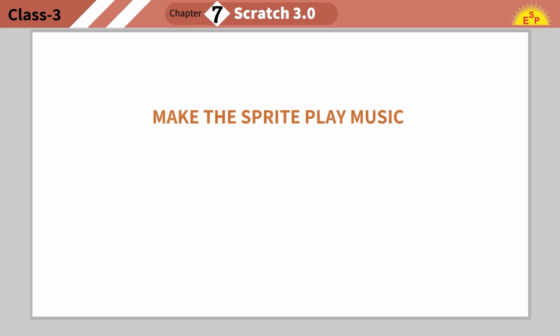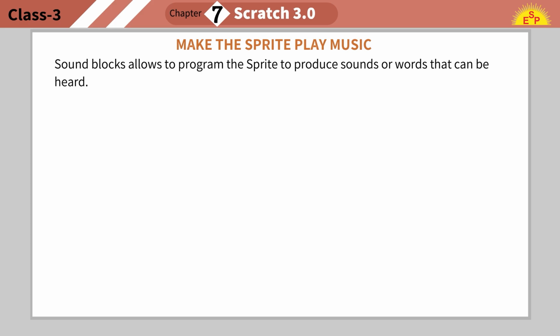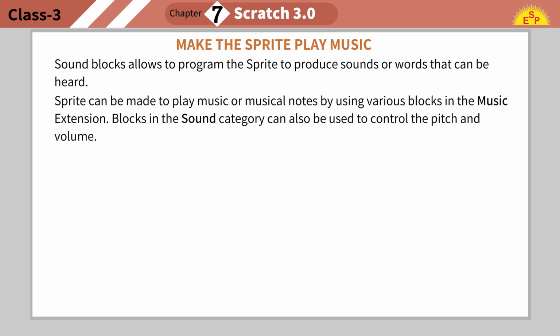Make the sprite play music. Sound blocks allow us to program the sprite to produce sounds or words that can be heard. Sprite can be made to play music or musical notes by using various blocks in the Music extension. Blocks in the Sound category can also be used to control the pitch and volume. Follow the steps to make the sprite play some music.